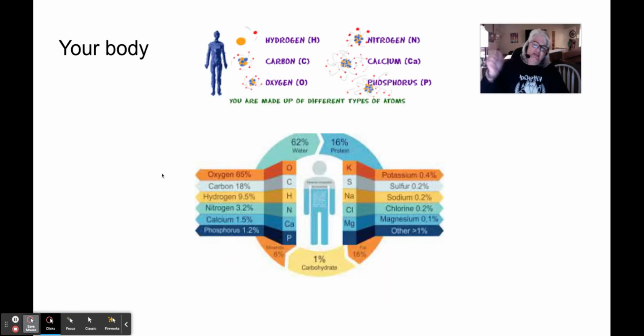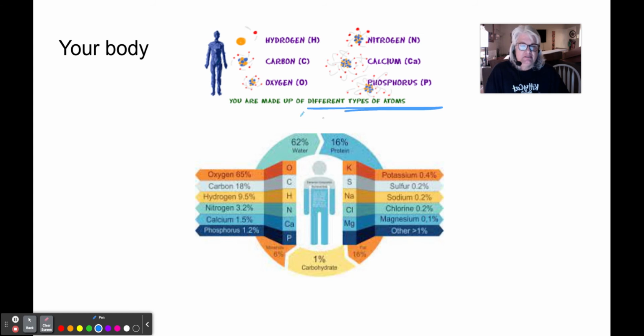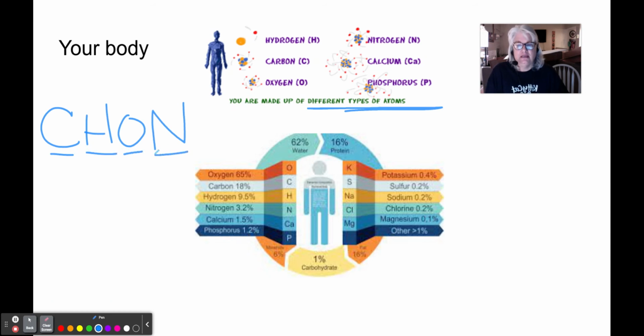So, sorry, we're going to talk about what your body is made up of, which elements. And I love this picture here. I like both of these. You're made up of lots of different atoms. I want you to know these four. These four are probably some of the most important in terms of mass in your body: carbon, hydrogen, oxygen, and nitrogen. And if you look at this picture here, oxygen makes up about 65% of the elements in your body. Carbon is 18%. Hydrogen is about 10%, and then nitrogen falls in at about 3%.